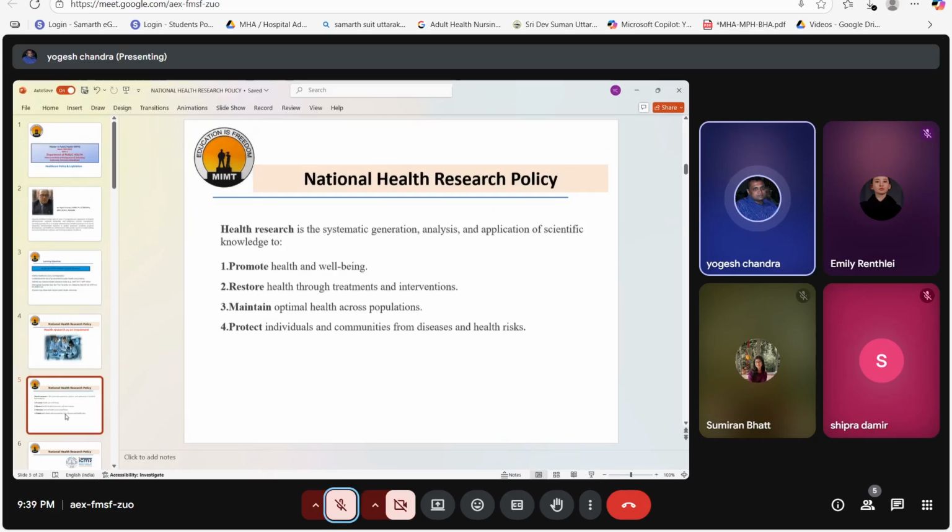And what is the purpose? To promote health and well-being, restore health through treatment and interventions, maintain optimal health across populations, and protect individuals and communities from diseases and health risks. So if you see, the maximum portion is related to public health. That's why this is called health research, not clinical research.